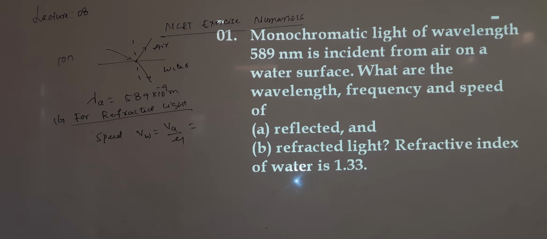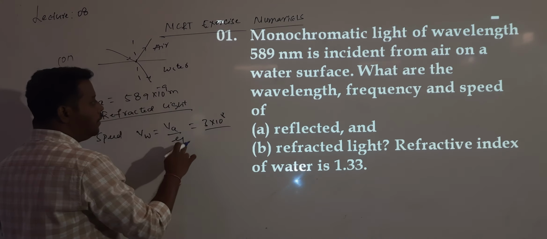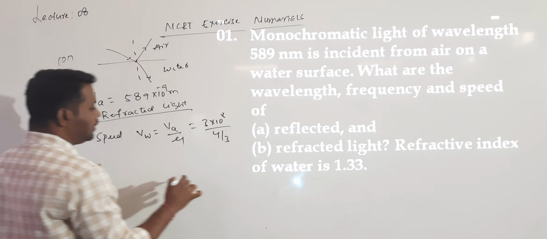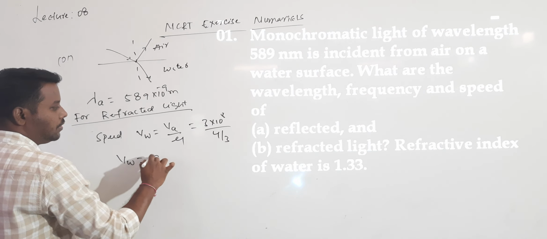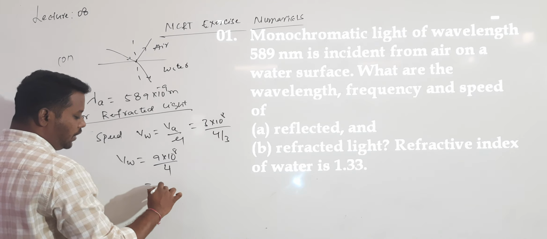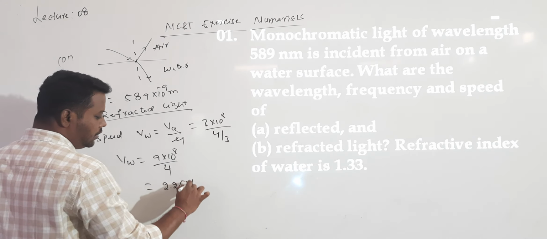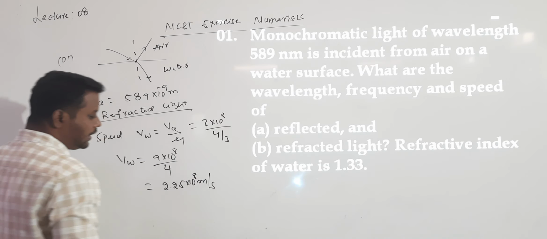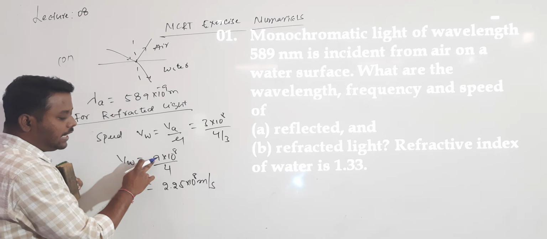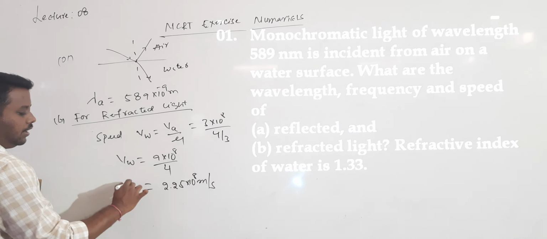So we got the speed value, which is equal to 3 into 10 to the power of 8, which is C, divided by the mu value. How much is mu? 4 divided by 3. So the speed value in water will become 9 into 10 to the power of 8 divided by 4. How many times will we go? 4 2s are 8, 10 is there, so that will be 2.25 into 10 to the power of 8 meters per second. What happened to the speed value in water?